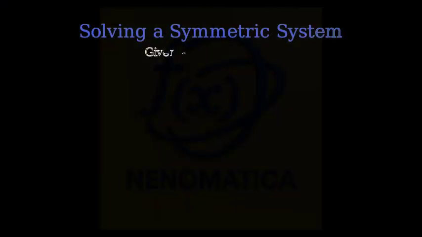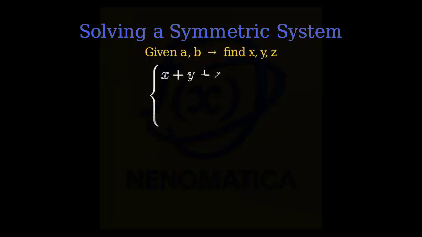In this lesson, we will solve a symmetric system and find x, y, and z in terms of a and b. We will also state conditions for real, distinct, and positive solutions. Here is the system. First, x plus y plus z equals a. Second, x squared plus y squared plus z squared equals b squared. Third, xy equals z squared.